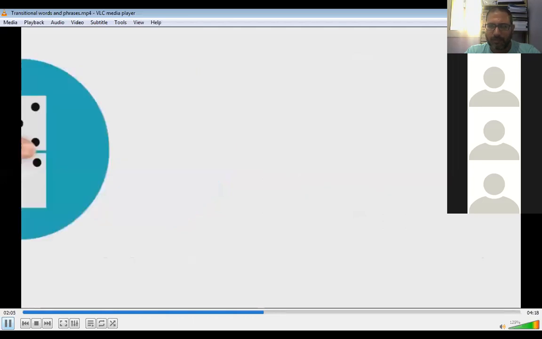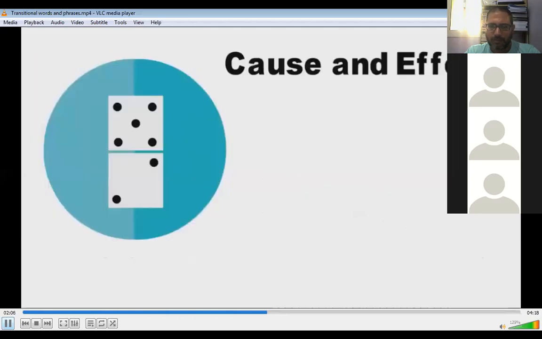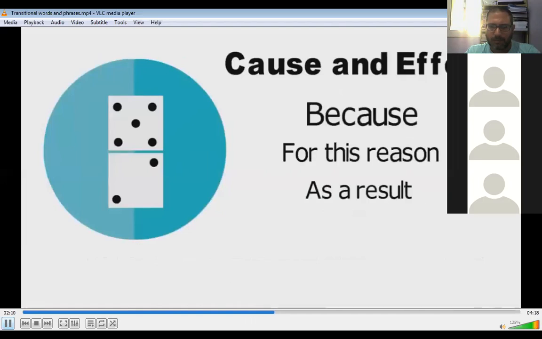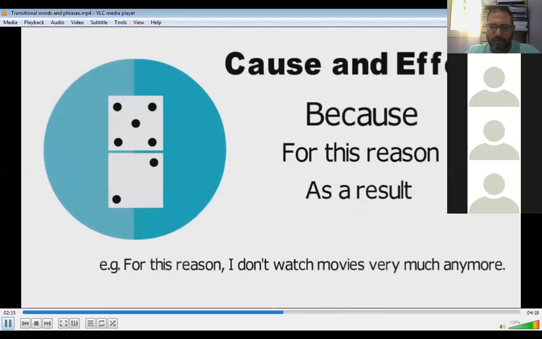For cause and effect, use words such as because, for this reason, as a result. For example, for this reason, I don't watch movies very much anymore. Cause and effect. Mostly the most famous one for cause and effect is because. Like she did not go to school because she was sick. This is cause and effect, like the reason and what just came after that reason.